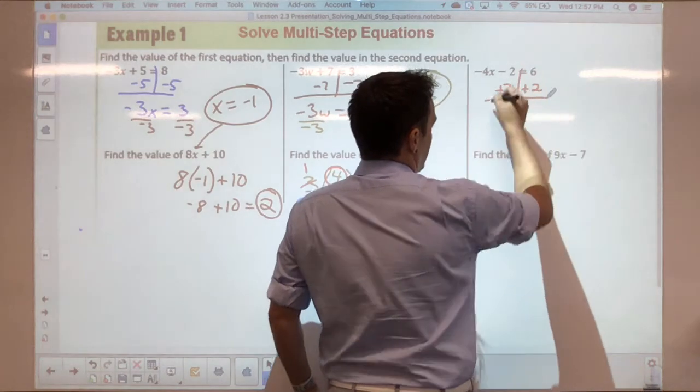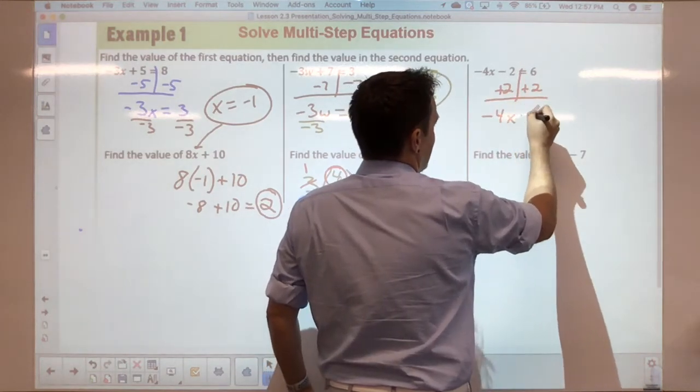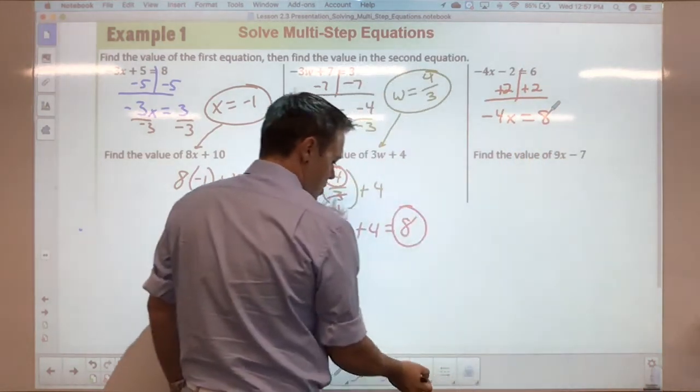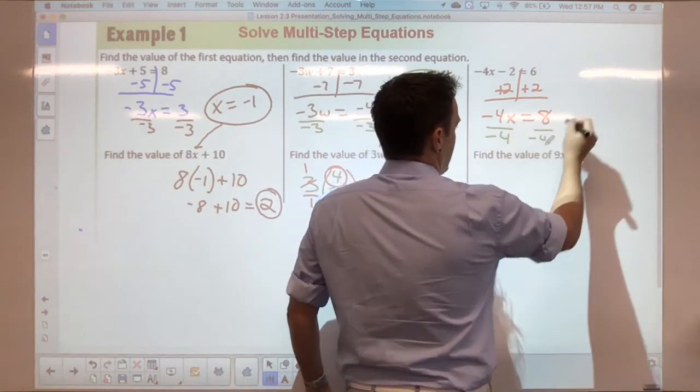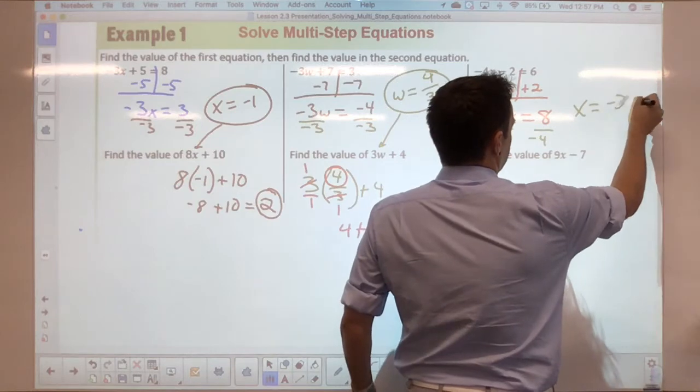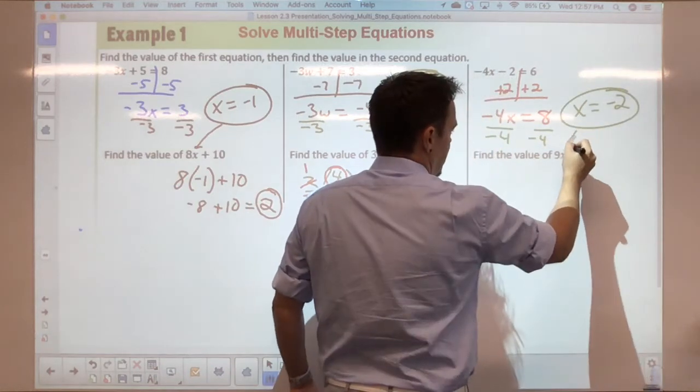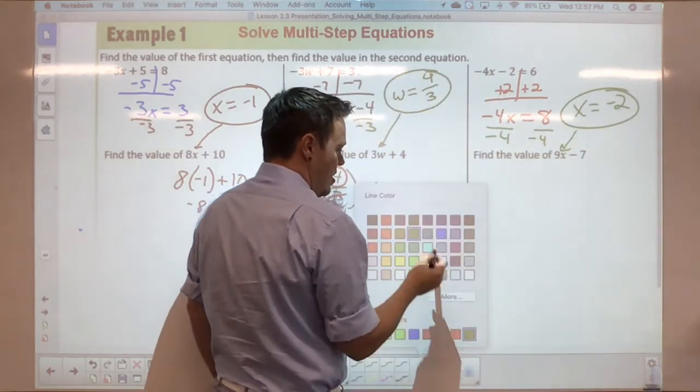All right, so the next one here, the last one, add 2. And then when you simplify this, you get negative 4x equals 8. Then you would divide by negative 4, and you get x is negative 2. Plug it in down there. And then you solve and simplify, okay?